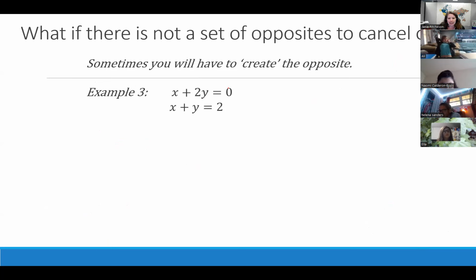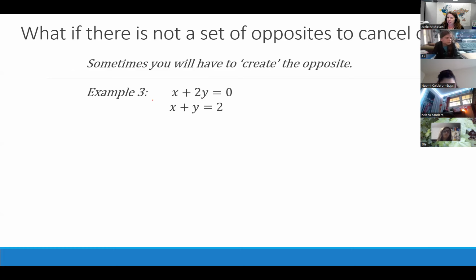Since I don't see opposite coefficients, I'm going to pick one of the variables that hopefully has the same coefficient, which of course they both have ones. The x's have ones. So what's the only thing that will cancel out a positive x? Yeah, a negative x, exactly right. The only thing that will cancel out a positive x is a negative x. So that means I have to change one of the equations so that my x is going to be negative.